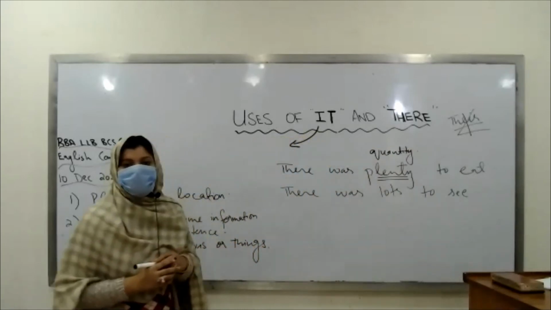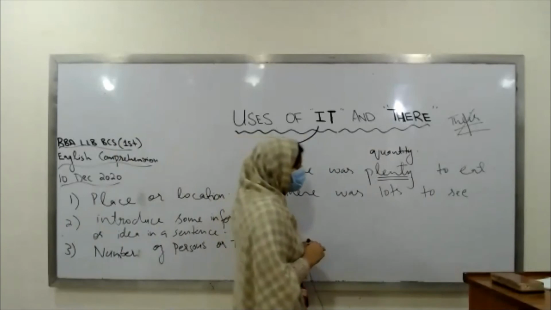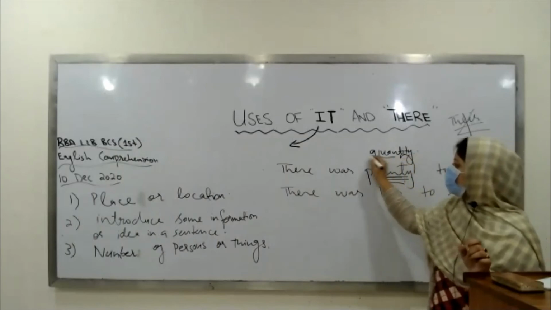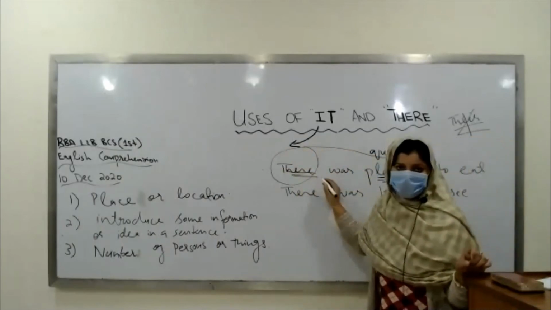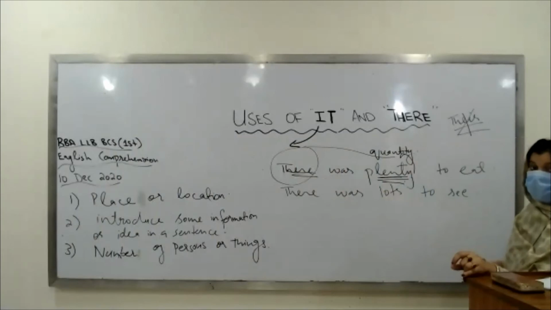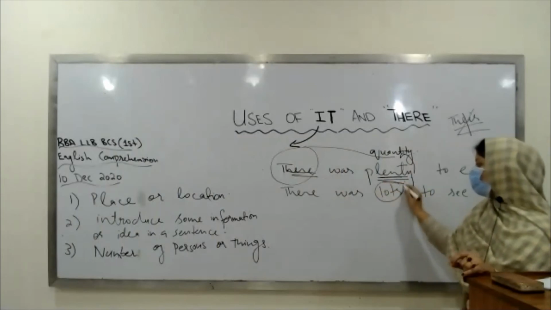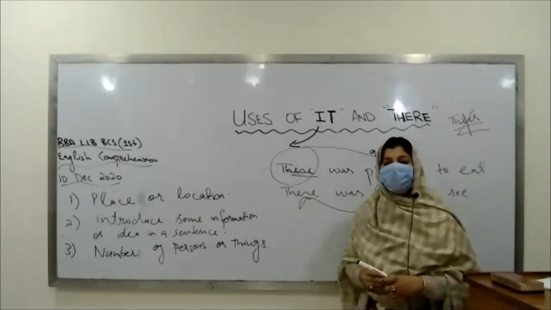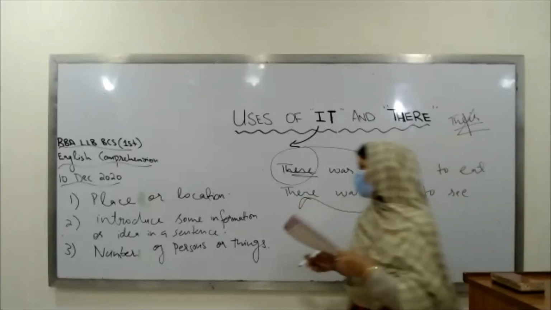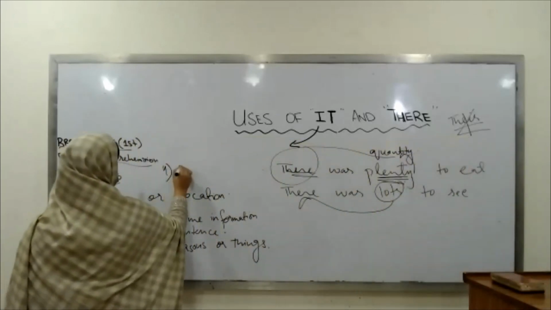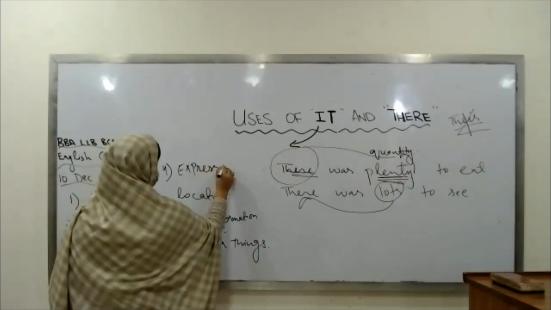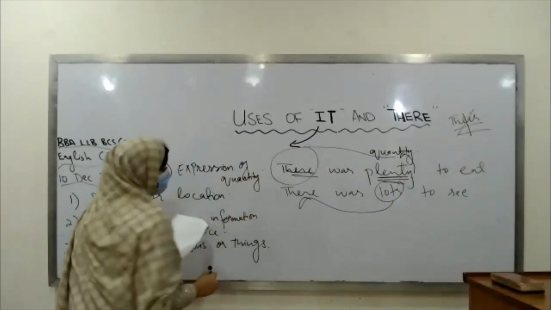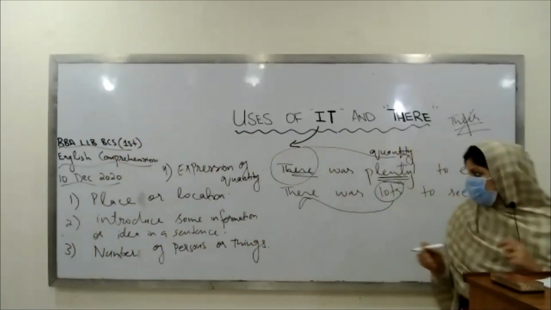There was plenty to eat. खाने को वहां पे बहुत कुछ था या बहुत कुछ खाने को था. तो plenty is what? It is quantity and it is used with the help of there, right? There was lots to see. बहुत कुछ देखने को था. तो lots is what? Again, it's a quantity. And this quantity is actually used with the help of there. So the next use of there is what? It is used for the expression of quantity in a sentence, right?